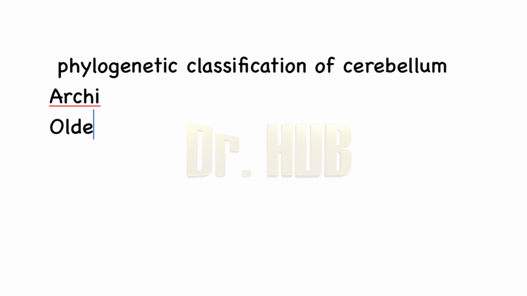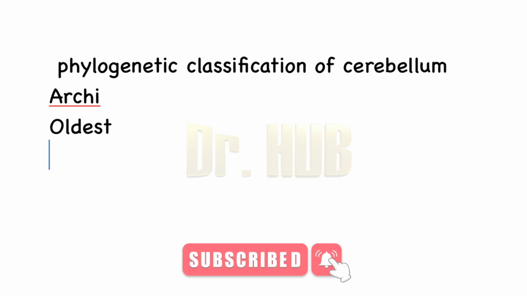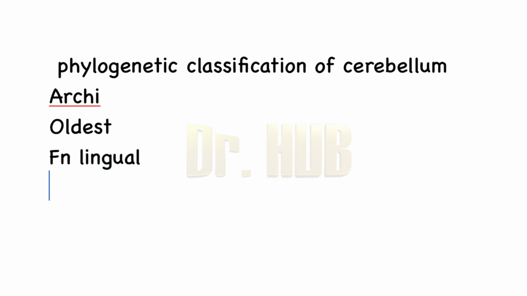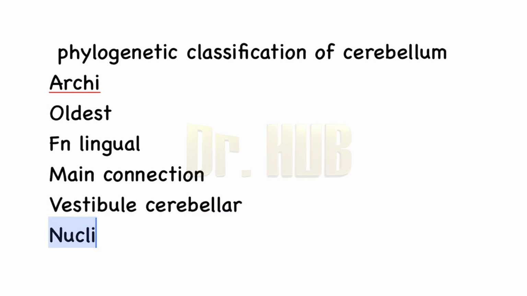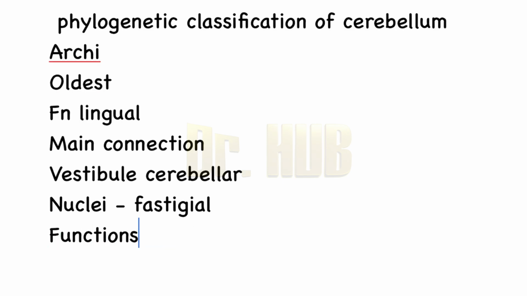Archicerebellum is nothing but the oldest part, and the lobes include the flocculonodular lobe, so FN, as well as the lingula. Next is the main connection. What does it include? It includes the vestibulocerebellum. And what will be the nuclei? The nuclei, if you see, is the fastigial nuclei, and the function includes the maintenance of body equilibrium.